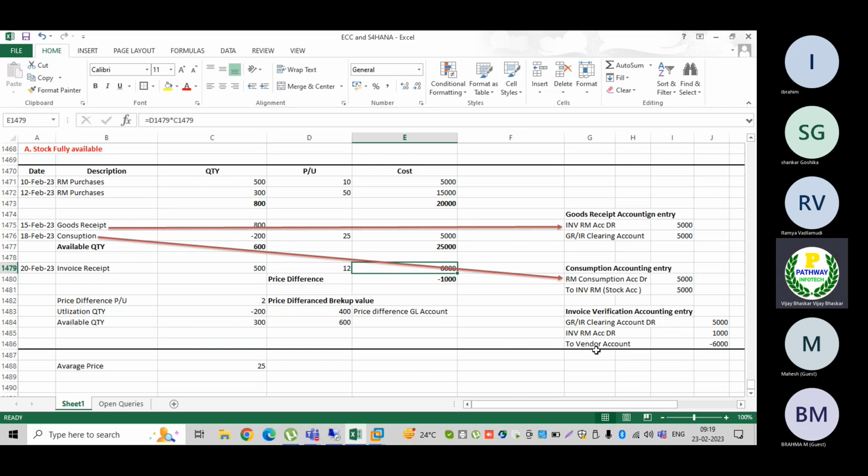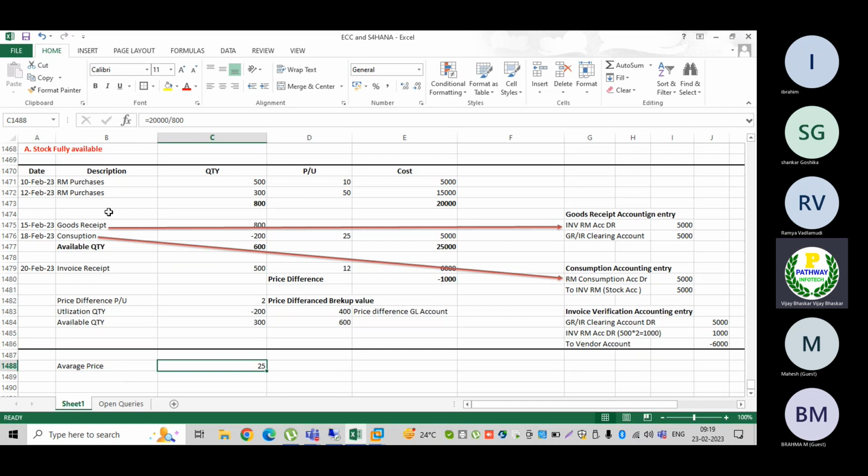Then the final one. How has this 1,000 been arrived? 500 quantity into 2 rupees. The 1,000 rupees has been arrived, since here we have the stock fully available. We don't have the deficient stock here. Now this is the average price. Now, stock partially available.